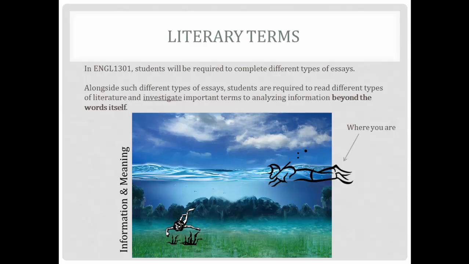So when you have to look at different types of literature, specifically short stories, you really have to be able to investigate important terms to analyze this information, because as we learned last week when we talked about making inferences, you have to be able to look beneath the words itself, look for a deeper meaning, and be able to make assumptions and suggestions based on evidence inside of those stories and evidence inside of information that the writer is giving to the reader.